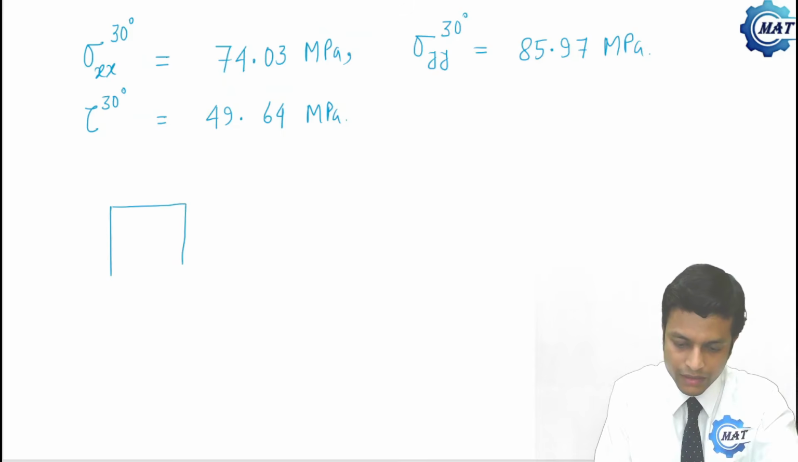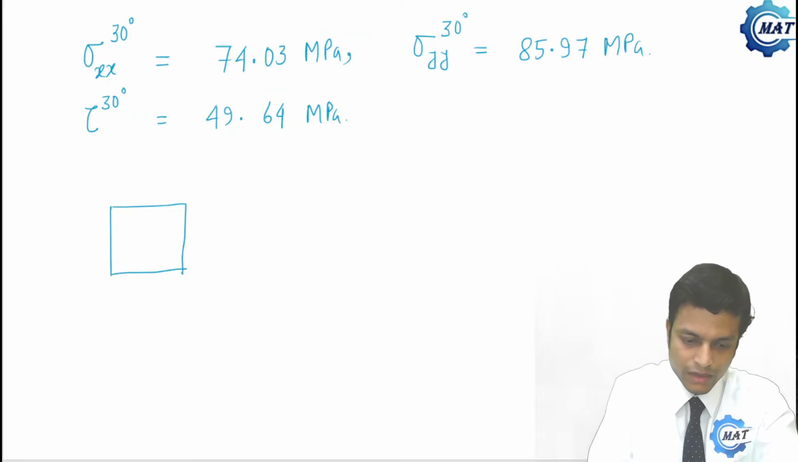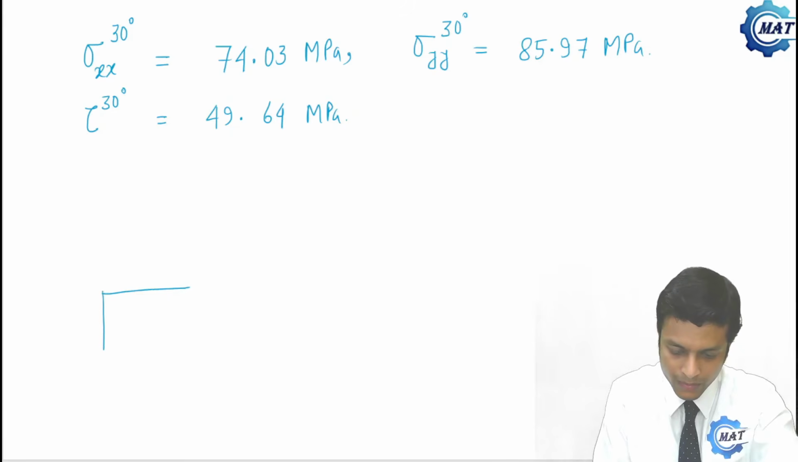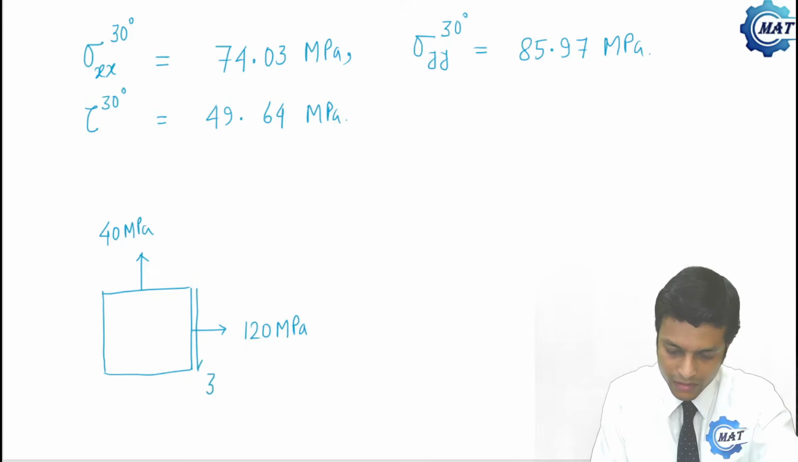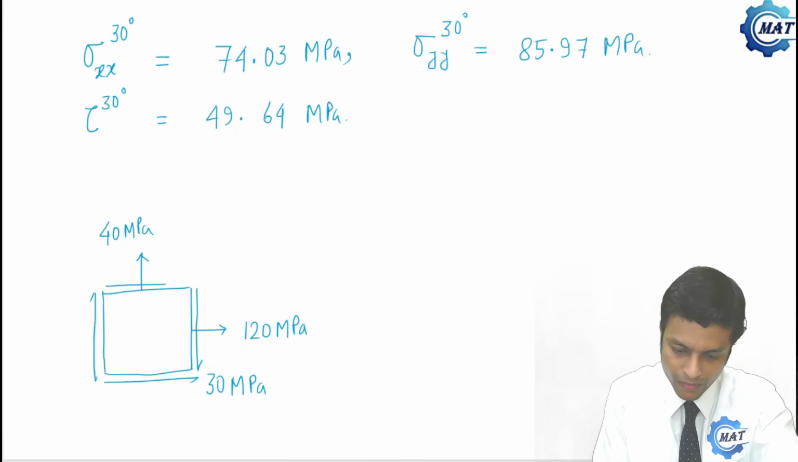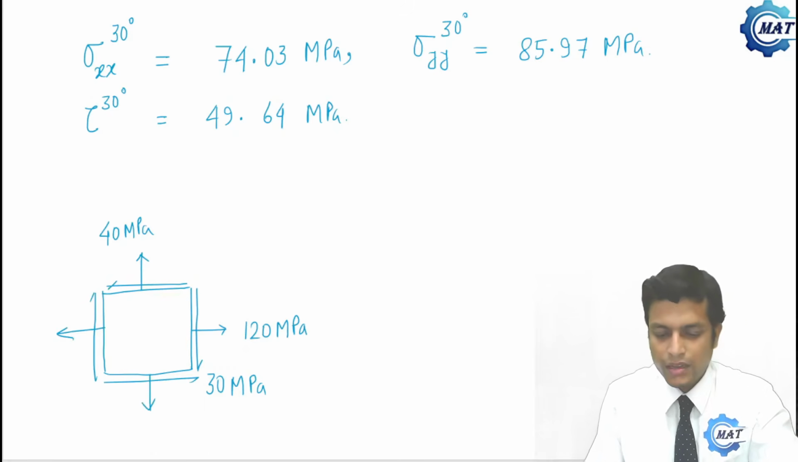Now let me show this situation by schematic diagram. Given state of stress is, let me draw it a little bit below. So this is the given state of stress, that is 120 MPa, this is 40 MPa, and tau is 30 MPa. So this is the given state of stress.